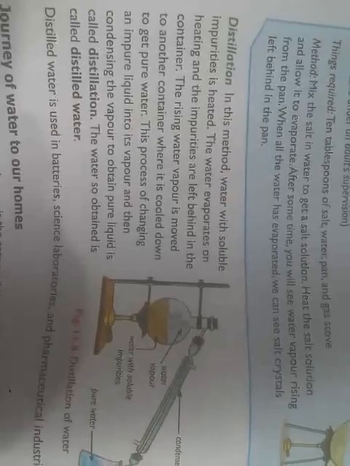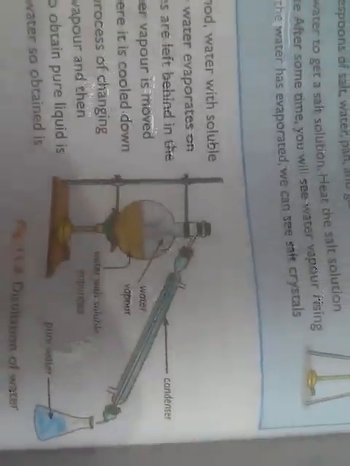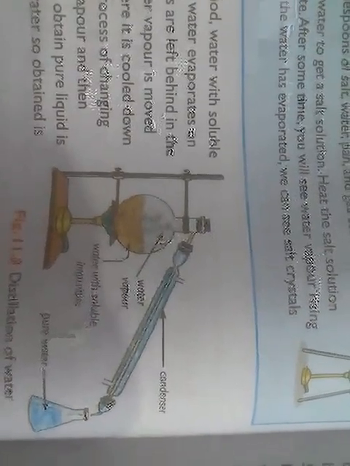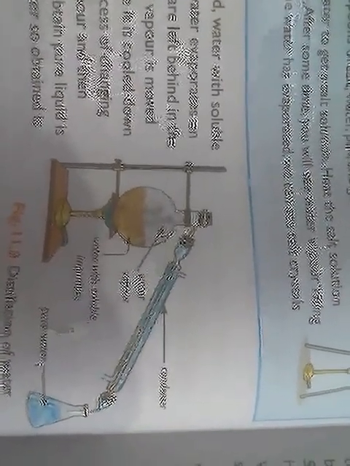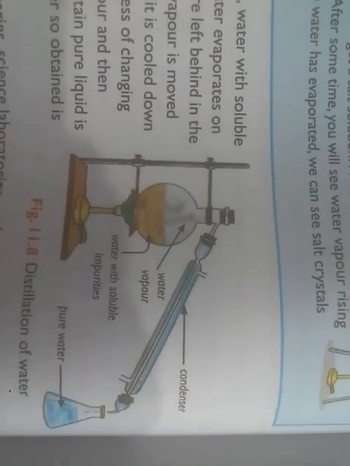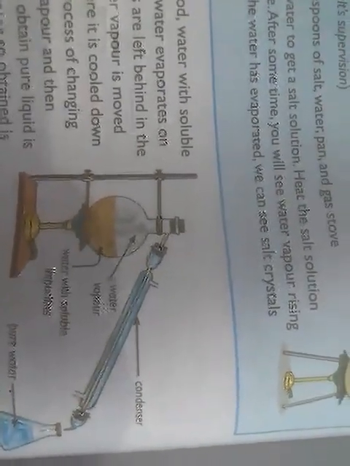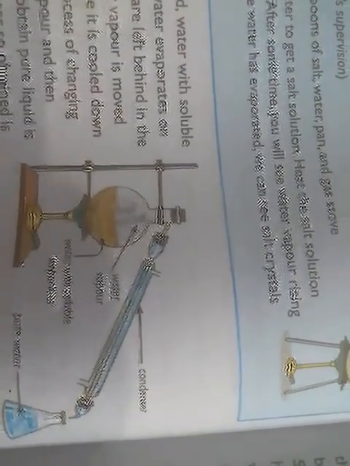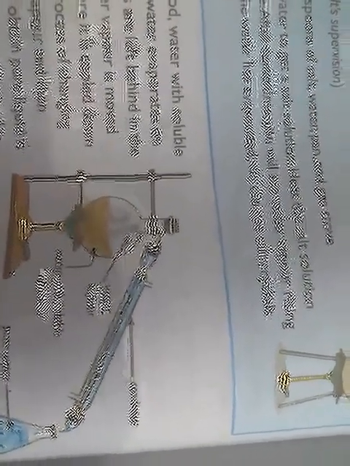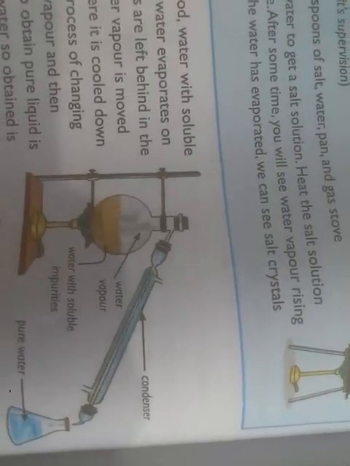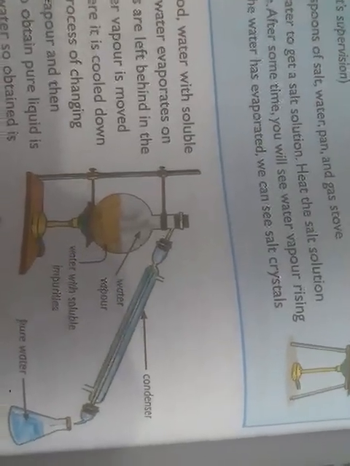Next one is distillation, somewhat similar to evaporation, but there are a few more steps added. As you can see in the diagram, there is muddy water out here full of impurities. As soon as heat is supplied, the water starts heating and the water vapor comes out. Now that water vapor is passed into another tube, and the tube is cooled down, as you can see the blue line.